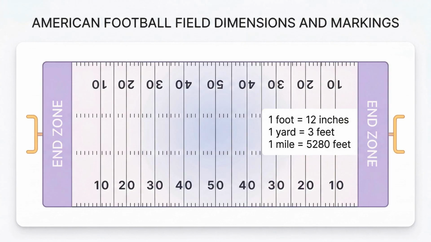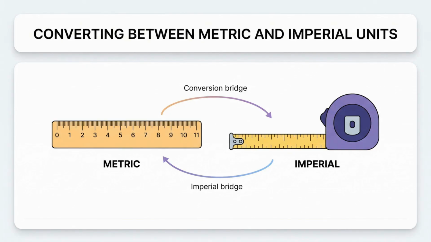Because Canada uses metric officially, but trades heavily with the US, tradespeople must often convert between the two systems. Knowing key conversion factors like 1 inch equaling 2.54 centimeters is crucial for accuracy on the job site.